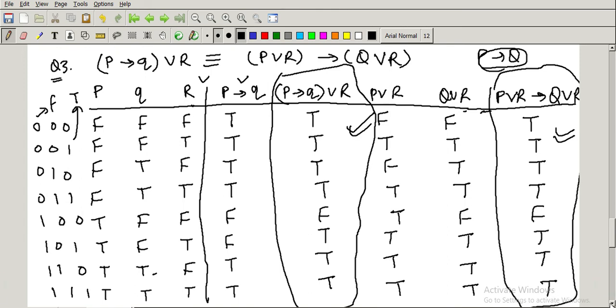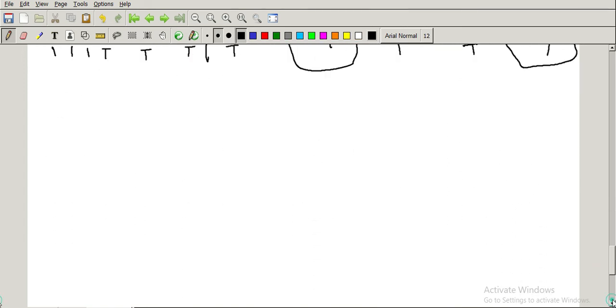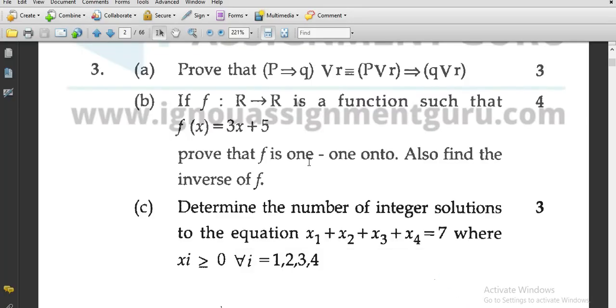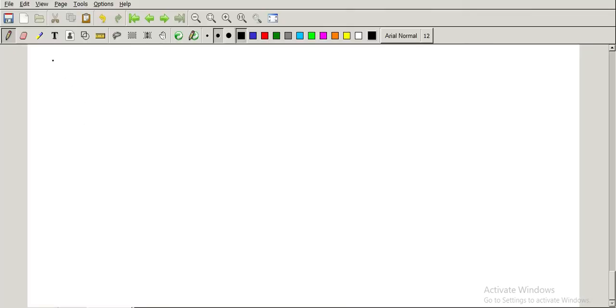So move further to the next question, right? So the question is: this function from R to R is given to you and it is asking whether f is 1-1 or onto. So first of all we must know what is 1-1 and what is onto, and also find the inverse of f. So this is your question number 3, the B part, right?